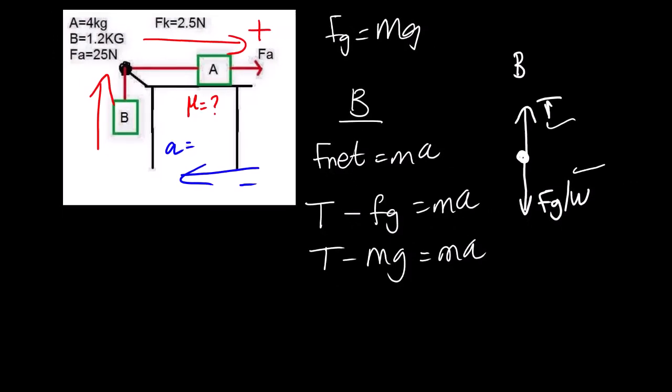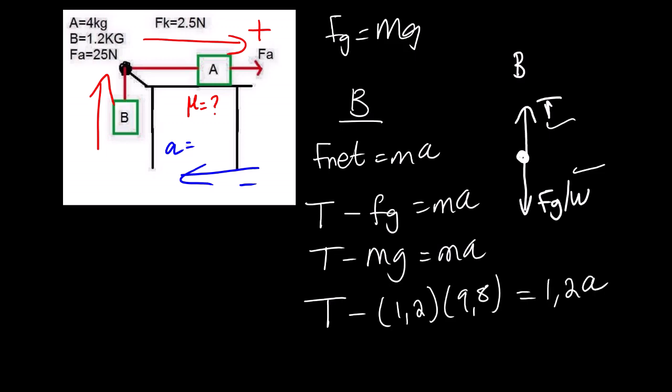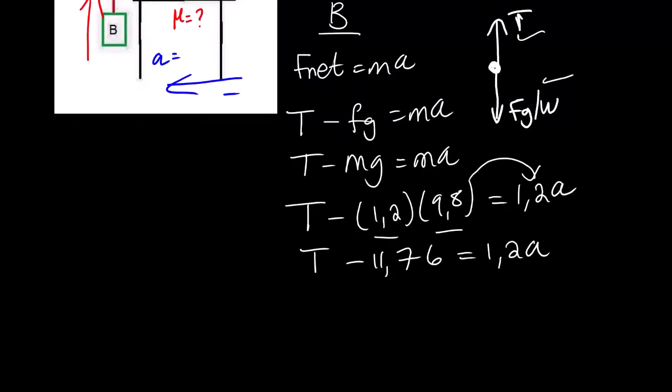Where we see m, we substitute the mass of the B block. So it's T minus 1.2 times 9.8 is equal to 1.2a. Then we can simplify this and transpose to the other side. Negative 1.2 multiplied by 9.8, the answer is negative 11.76, is equal to 1.2a. When we transpose, we have T is equal to 1.2a plus 11.76. This is equation 2.